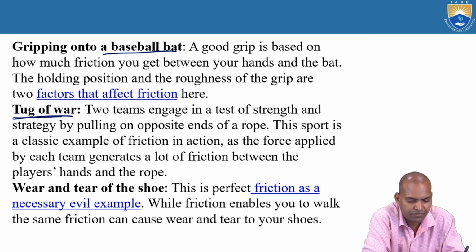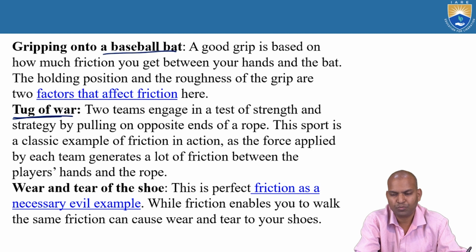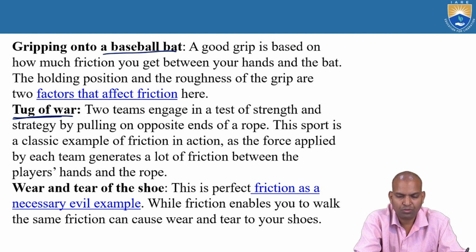The next one is wear and tear of the shoe. The shoe wear and tear takes place because of the friction. The force will be applied such that there is a grip, which enables us to walk. The wear and tear of the shoe is because when you walk wearing the shoe, there is friction between the sole of the shoe and the floor.